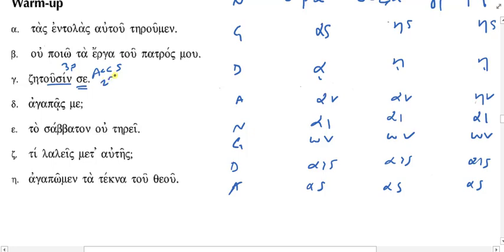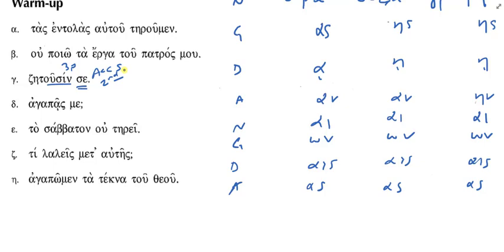Yeah, it's second person. Okay. Remember, our first and second person pronouns don't have gender. They have a case and number. All right, so they are seeking you. This is probably something the disciples said to Jesus. Master, they are seeking you.